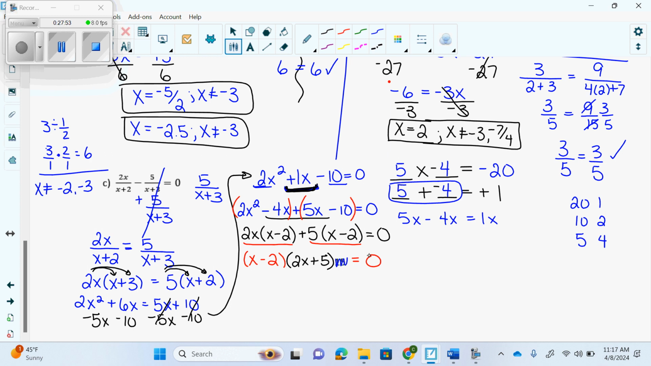And then what we're going to do is we're going to go x minus 2 equals 0. 2x plus 5 equals 0, thanks, red pen started writing red. And then we have to solve them. Add 2, x equals 2. This one we're going to subtract 5. 2x equals negative 5. Divide by 2. X equals negative 5 over 2.